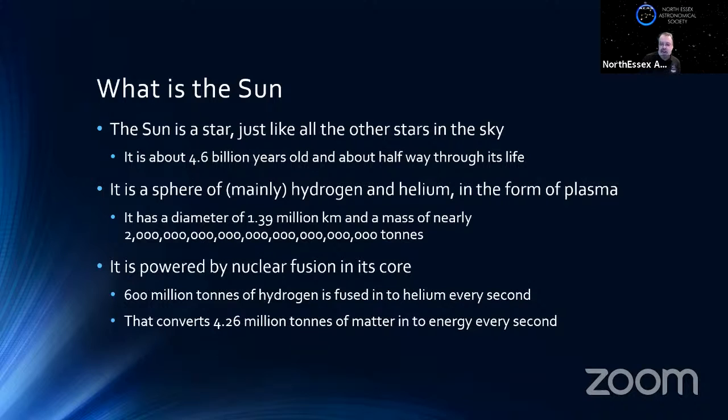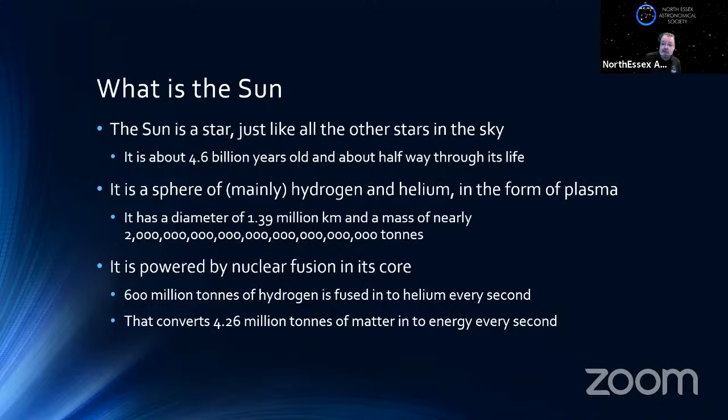That happens in the sun because it's really hot and there's a lot of pressure there, and every second about 600 million tons of hydrogen is fused into helium, and about 4.26 million tons of that matter that's going through fusion is actually turned straight into energy. So, that's quite a lot of energy.